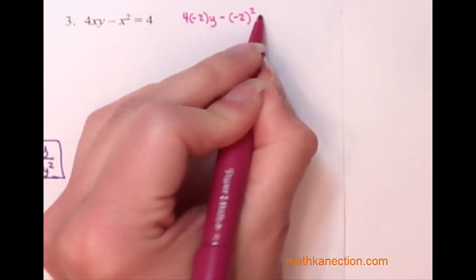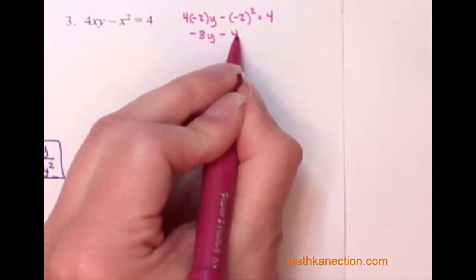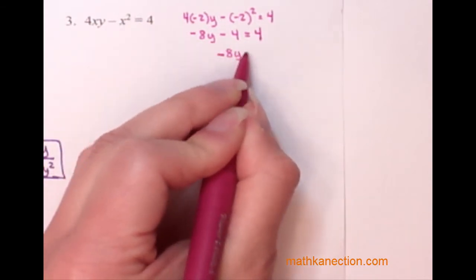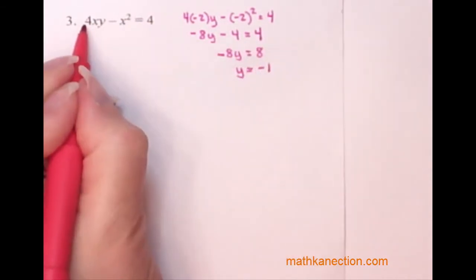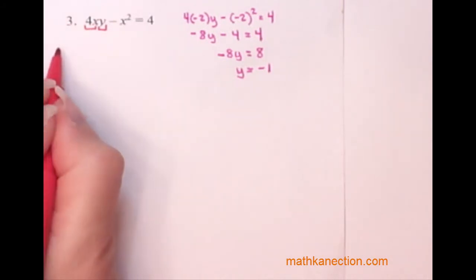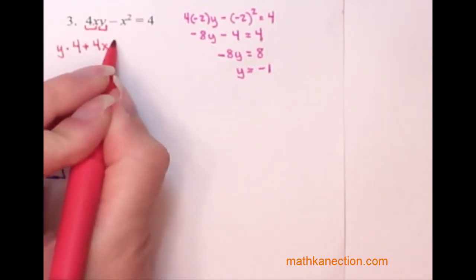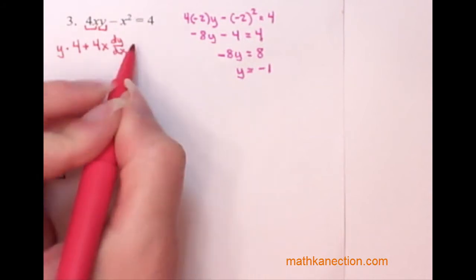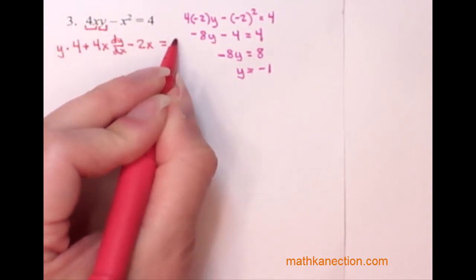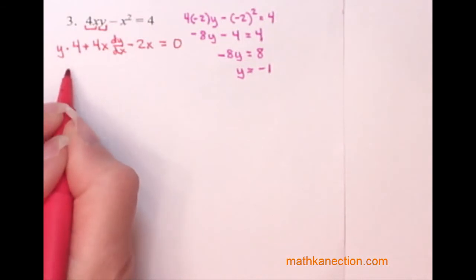Substituting in negative 2 for x and then solving for y, we get y is equal to negative 1. We have a product rule, derivative of y times the derivative of 4x, which is 4, plus 4x times the derivative of y, which is dy/dx, minus derivative of x squared, which is 2x, is equal to derivative of 4, which is 0.